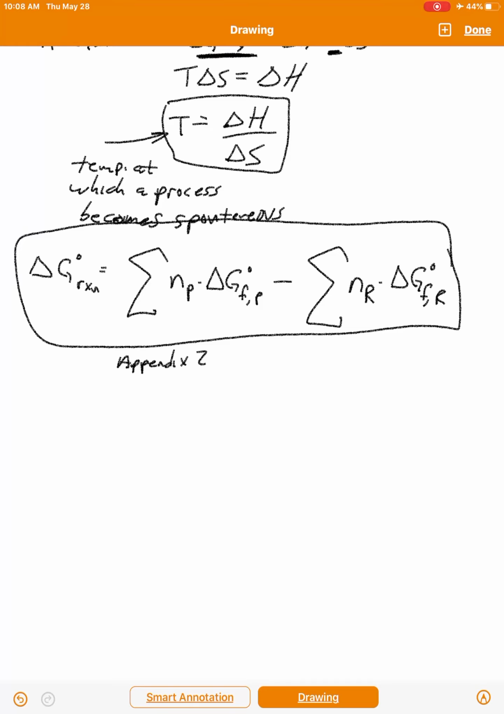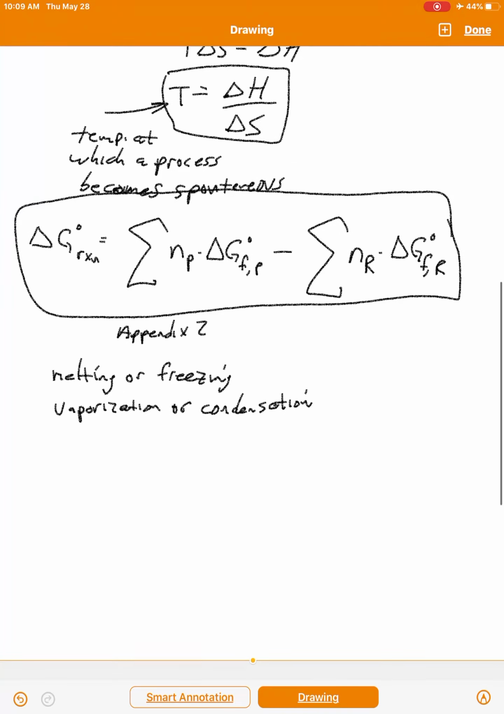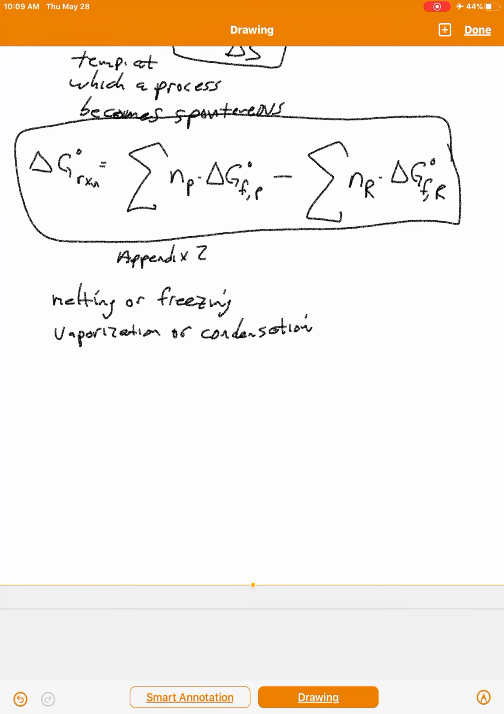So if, for example, we're looking at melting, or the reverse of that, freezing, or we're looking at vaporization, or the reverse of that, condensation, we're going to make the following claim. I'm going to take melting as an example. So let's imagine we have a solid here.